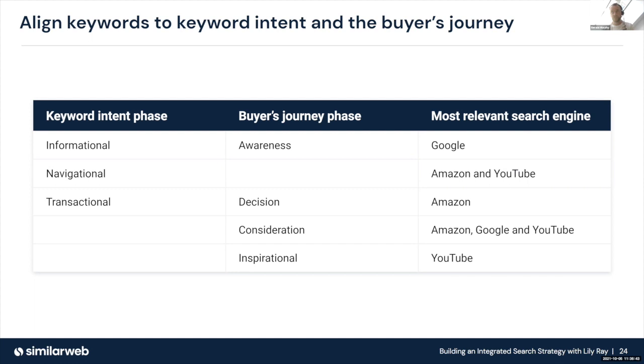And inspirational is definitely all around YouTube. So things as we saw earlier on, like how to hide an air conditioning unit, those sorts of things are super useful. So when it comes to keyword intent and the different behaviors we have, Lily, any best practices, advice, comments on that?